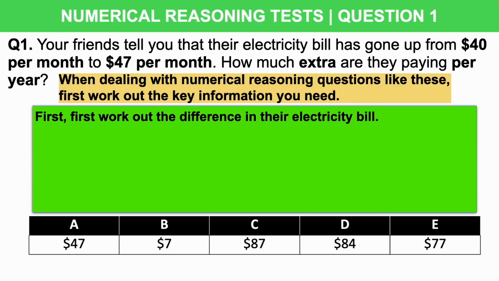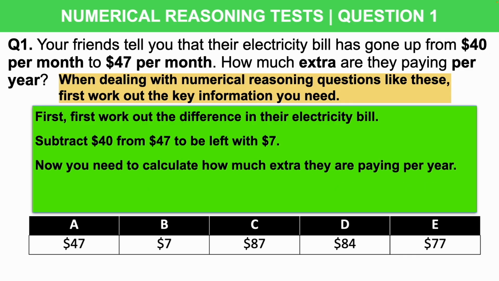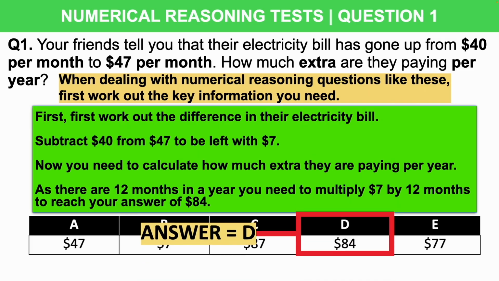First of all, let's work out the difference in their electricity bill. To do this, we subtract $40 from $47 to be left with $7. Now, you need to calculate how much extra they are paying per year. As there are 12 months in a year, you need to multiply $7 by 12 months to reach your answer of $84. So 12 times 7 gives us 84. So the correct answer is answer option D.